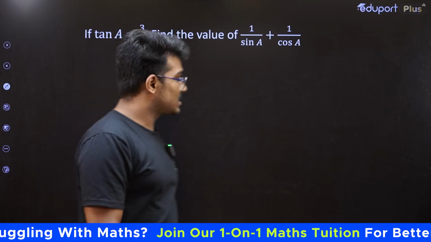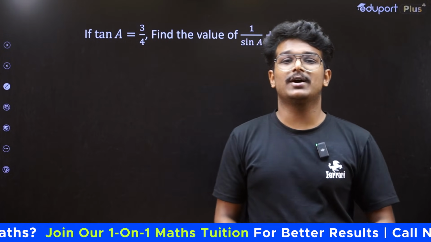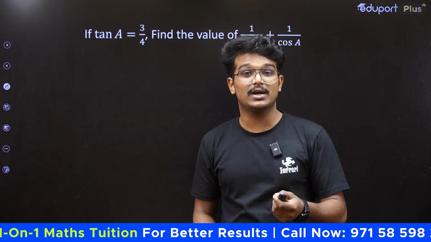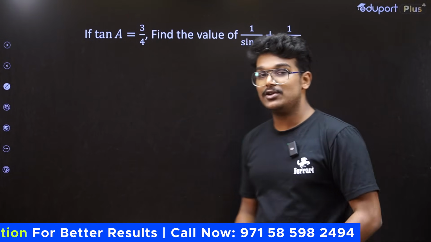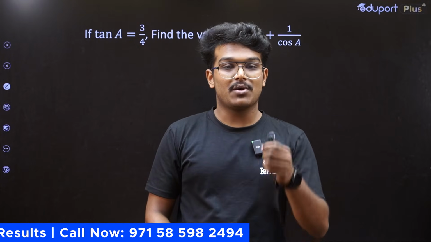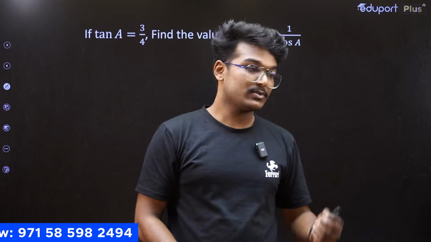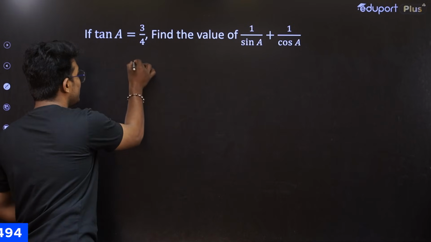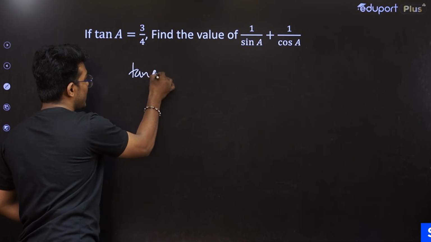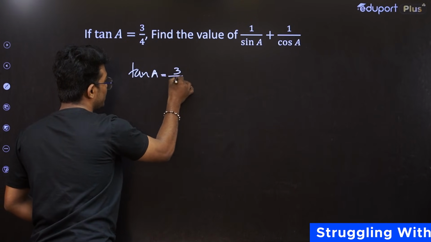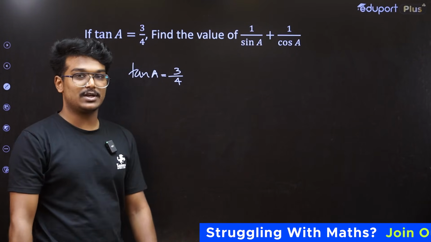The first problem is, if tan A is equal to 3 by 4, find the value of 1 by sine A plus 1 by cos A. Okay, it is given that tan A is equal to 3 by 4.